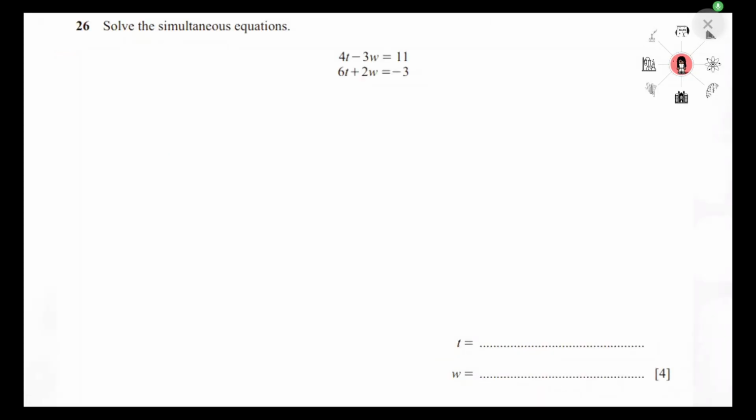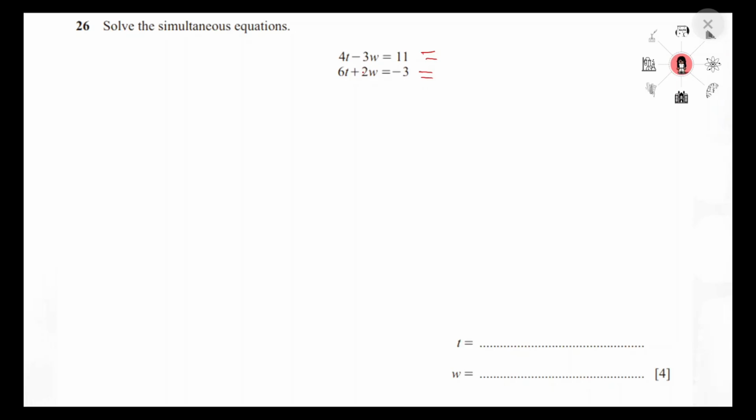One last question, 26. Solve the simultaneous equations. 4t minus 3w equals 11 and 6t plus 2w equals minus 3. We can either make the equations have the same constants for the variables t or w. I'll be doing the w's. So the constants for w over here is minus 3 and over here is 2. So 3 and 2's common multiple is 6.